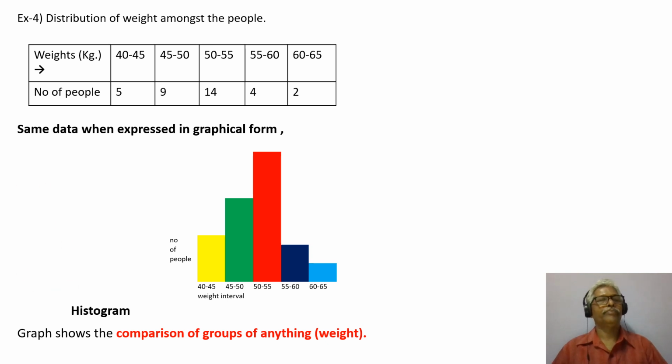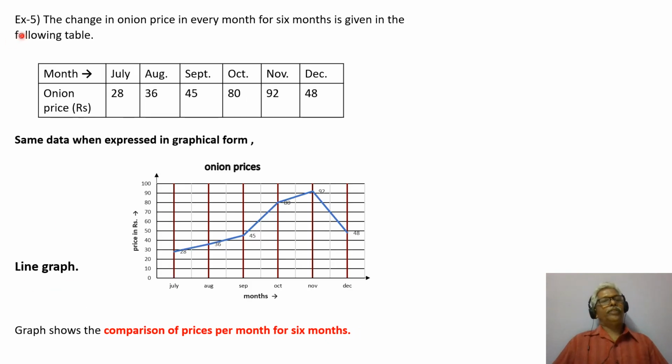So we go ahead. Fifth one: the change in onion price in every month for 6 months is given in the following table. This table has data of onion price for 6 months. Go through it. Months: July, August, September, October, November, December. And onion price: July 28, August 36, September 45, October 80, November 92, and December 48.